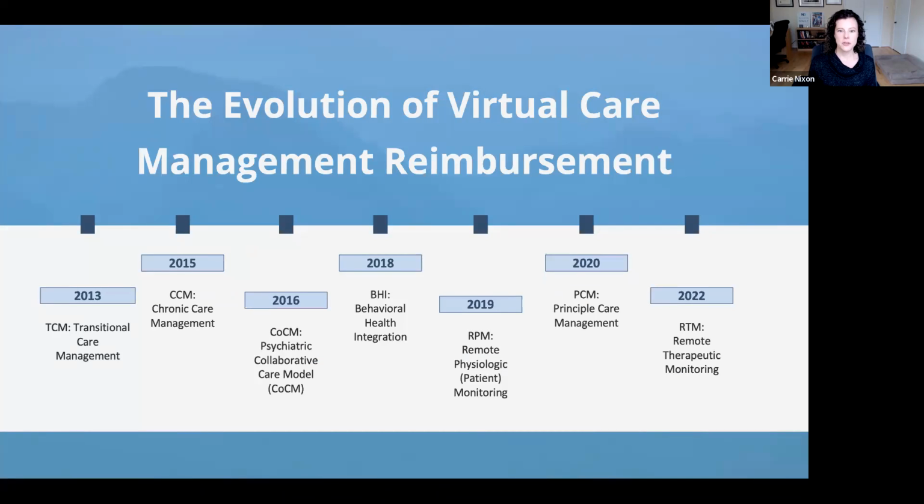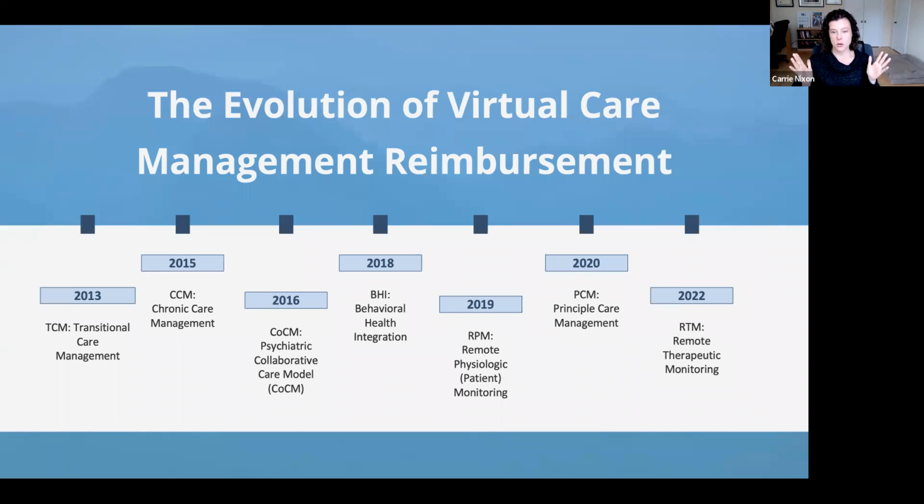Just to set the stage for this, we saw the reimbursement opportunities for virtual care management services begin in 2013 with transitional care management and grow from there. Chronic care management services, which many of you are probably familiar with, were first introduced in 2015. Then we saw a next iteration of care management services with the psychiatric collaborative care model, followed in 2018 by the behavioral health integration codes.